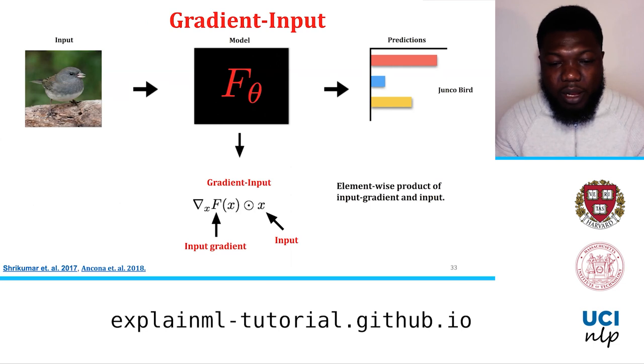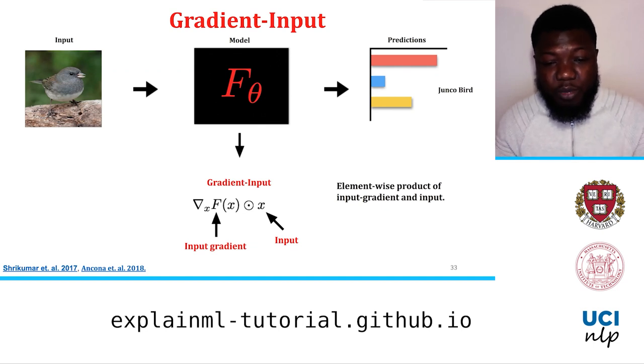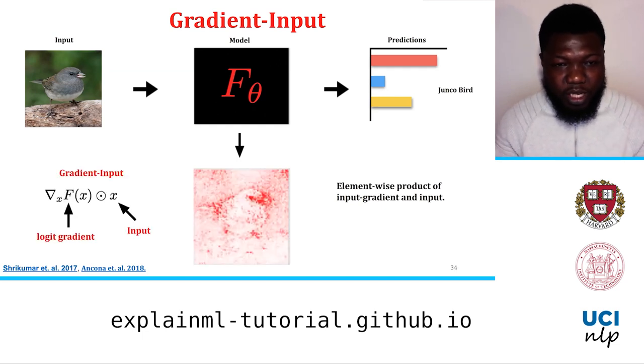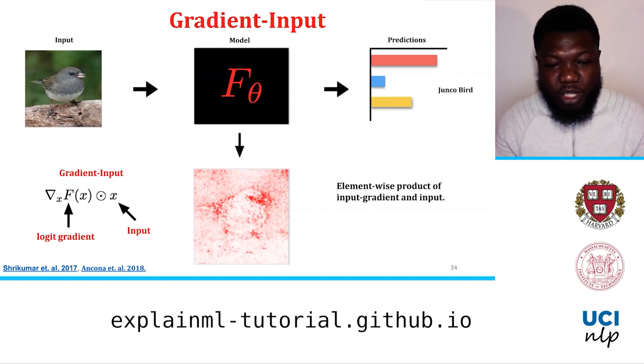Another technique is the gradient element-wise multiplied by the input. This is analogous to the input gradient multiplied by the input that we saw for the linear model. And here's a visualization of the gradient element-wise product with the input. One interesting thing here is that several other methods have actually been shown to be equivalent under specific settings. For example, I have a ReLU network or zero baseline to the input to the gradient times input.